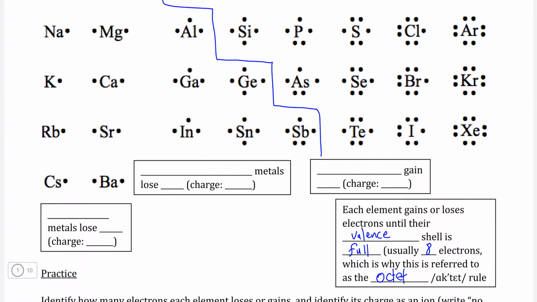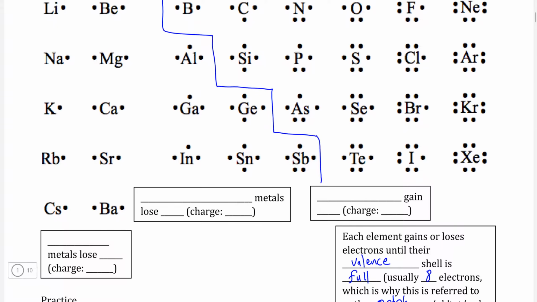And we can see that this is the case when we look at specific families of elements. So for example, if we take a look at the first family of elements on the left-hand side, what we call the alkali metals, which are lithium, sodium, potassium, rubidium, cesium, and francium below, all of these only have 1 valence electron. Now remember, the goal is to get to 8, but remember, an element can either lose electrons or gain electrons in order to get to a full octet.